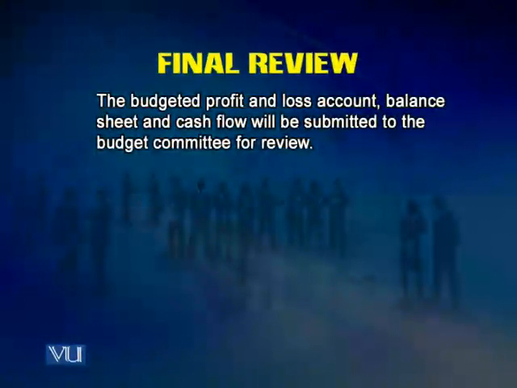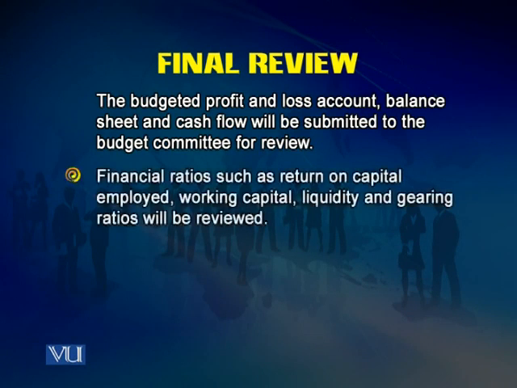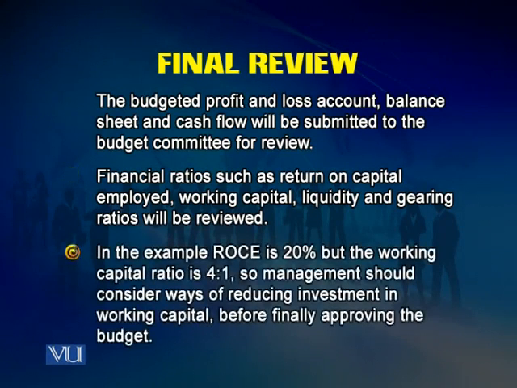Final review. The budgeted profit and loss, balance sheet, and cash flow will be submitted to the budget committee for review. Financial ratios such as return on capital employed, working capital, liquidity, and gearing ratios will be reviewed. In the example, return on capital employed, or ROCE, is 20%, but the working capital ratio is 4 to 1. So management should consider ways of reducing investment in working capital before finally approving their budget.